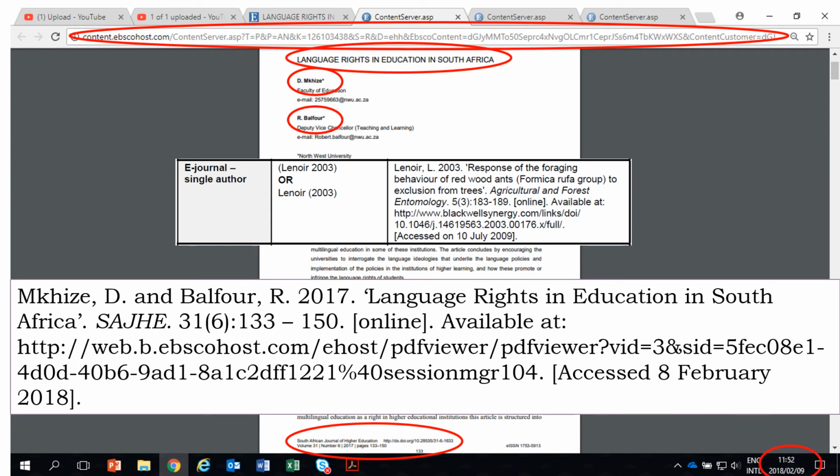Finally, we include the date this journal was accessed, which can be found in the bottom right corner. In this case, accessed on the 8th of February 2018. Remember to check your version against the original one from the Referencing Techniques booklet, ensuring that they are the same.